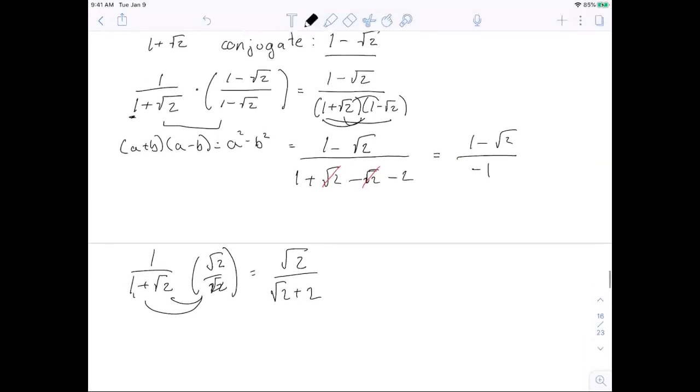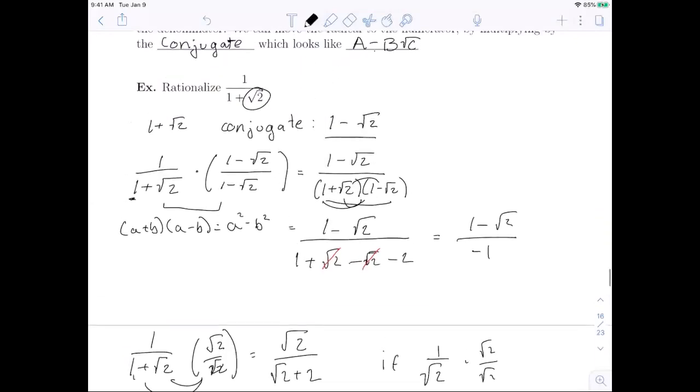If I just had like 1 over root 2, you'd be right, because that's its conjugate. The conjugate of just a number is itself. So in that case, I would multiply it by root 2 over 2, something like that. Okay.